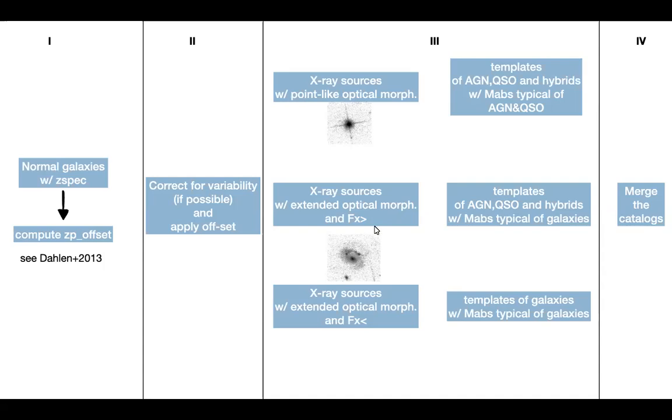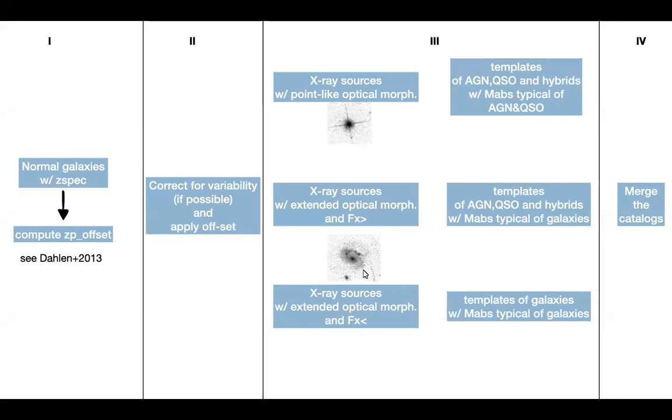These objects are the Cipher ones, like the Cipher 2 object, that have a 50-50 light coming from the host and from the AGN component. And here again, I have AGN, quasars and hybrids. And this time, the absolute magnitude is typical for normal galaxies, between -24 and -8.